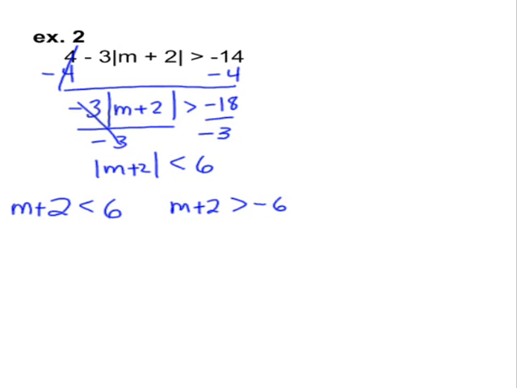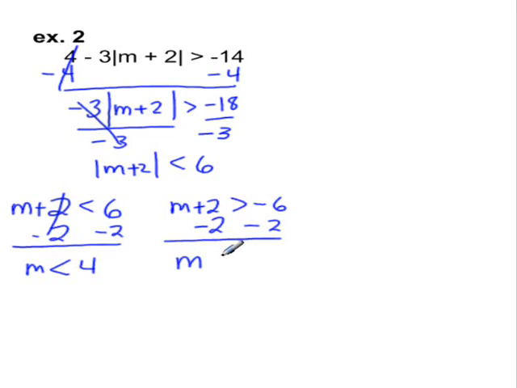Alright, step number 3 says solve both. Let's subtract 2. And that will give me m is less than 4. For the other one, we're subtracting 2 as well. And we're going to have m is greater than negative 8.